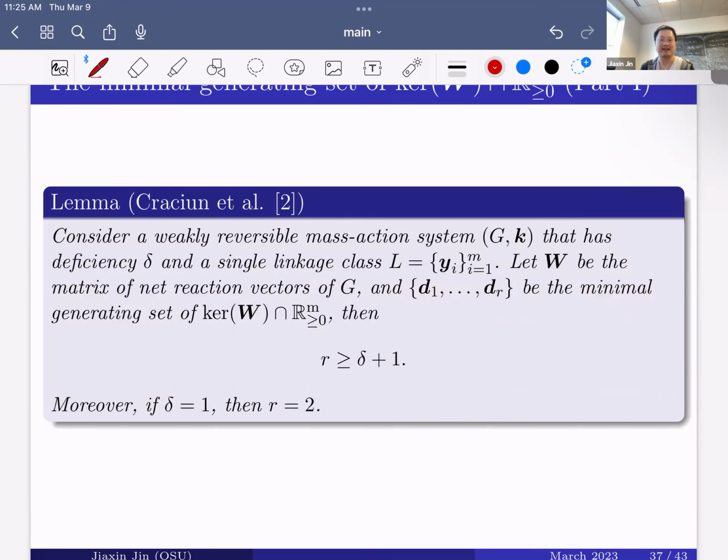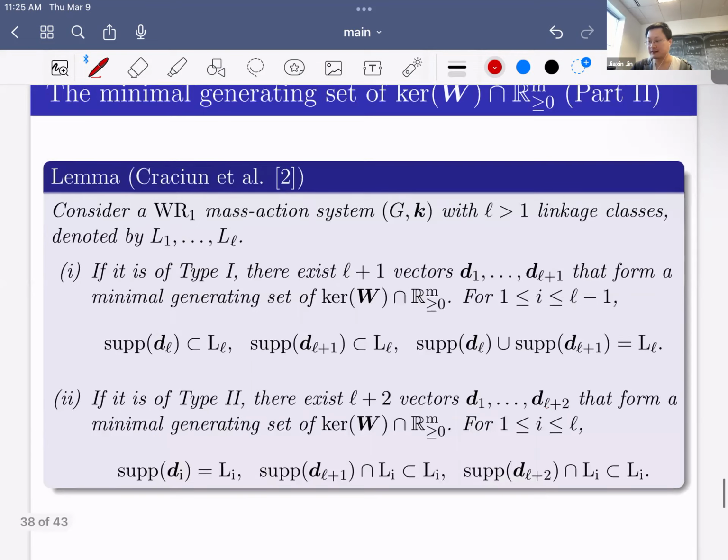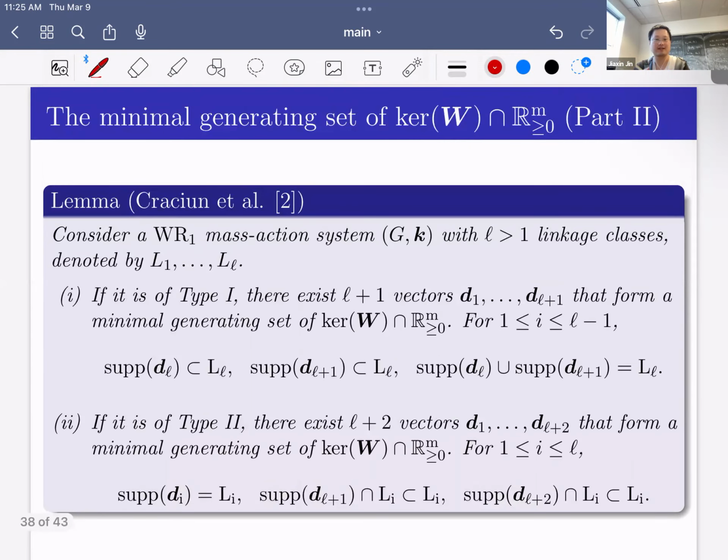First, this quick lemma is saying, if you have a single linkage class weakly reversible system, there is a relation between the number of generators and the deficiency. And moreover, if you give me a system with deficiency 1, the generator number is 2. I want to say, when the deficiency is 0, the number of generators is 1 because it is one-dimensional. Using these properties, we can find the key lemma of what is the minimum generating set of this kernel of W intersect with the positive orthant.